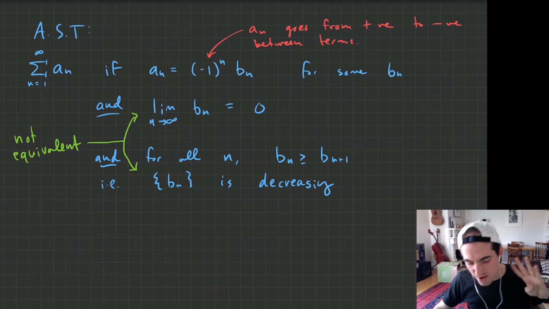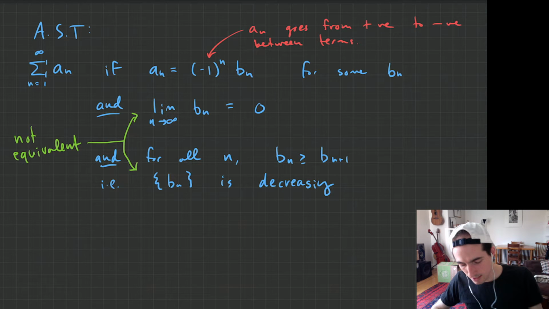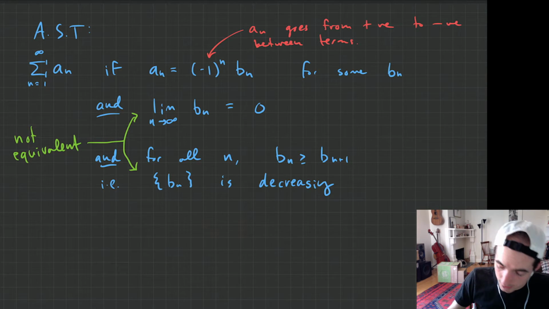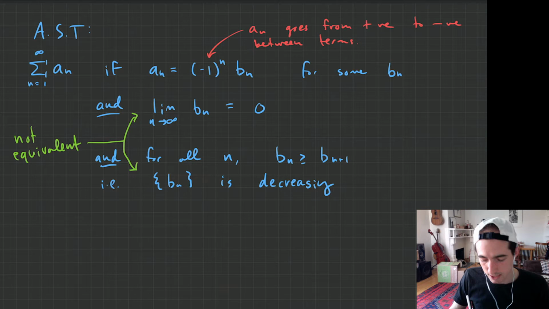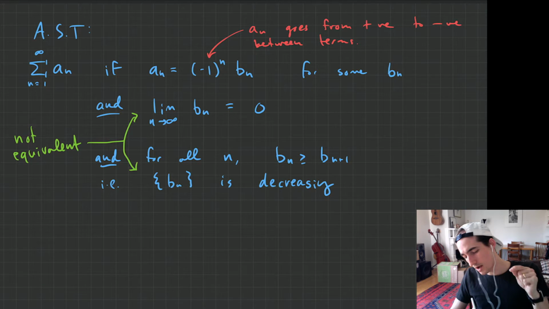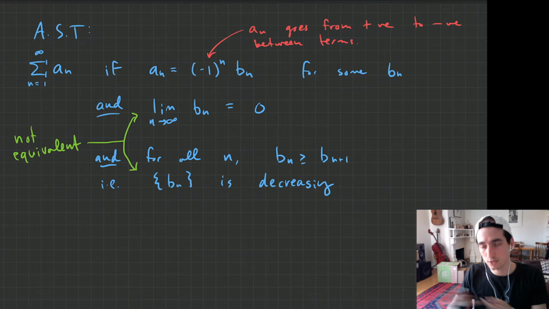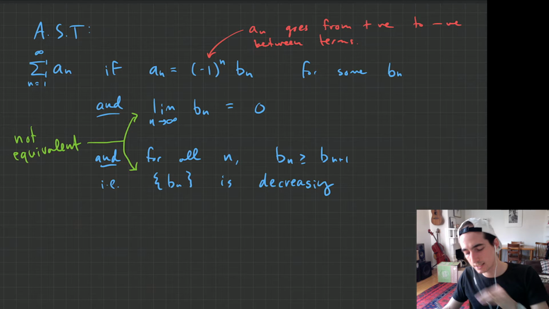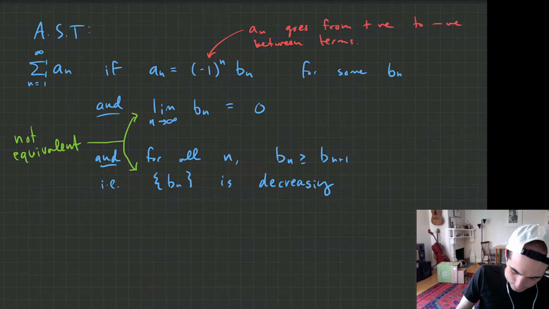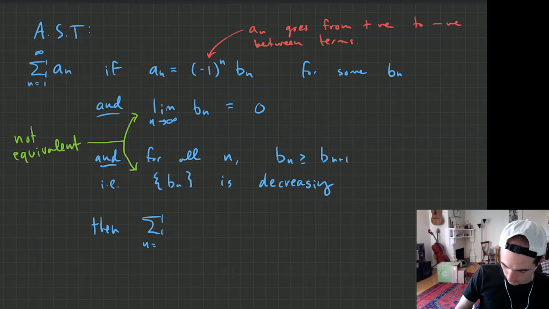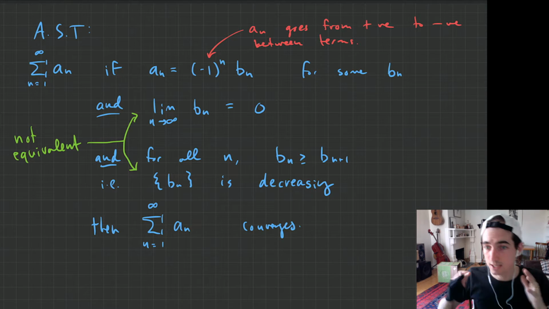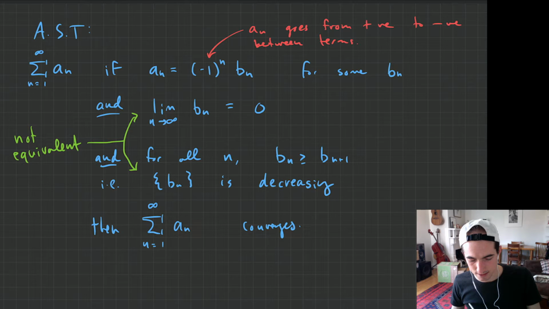So if you have these three things satisfied, if the terms are alternating, so if we have an alternating sequence, and we have that the limit of that sequence tends towards 0, and if the sequence is decreasing, then the sum of n equals 1 to infinity of an converges. Okay, so that's the alternating series test.